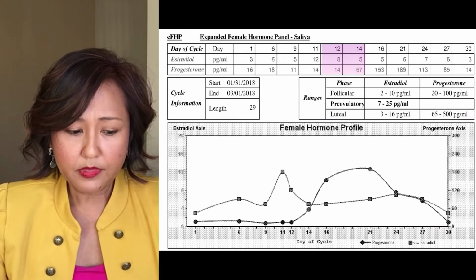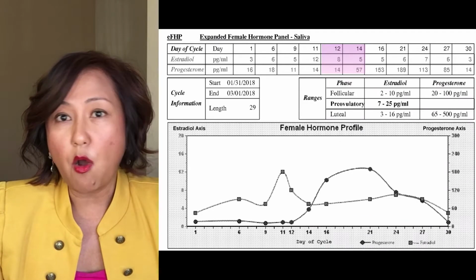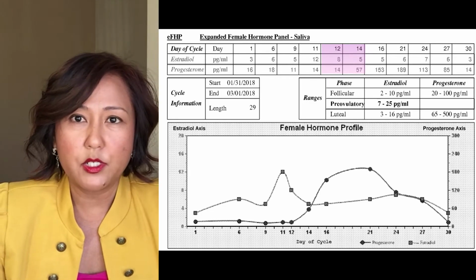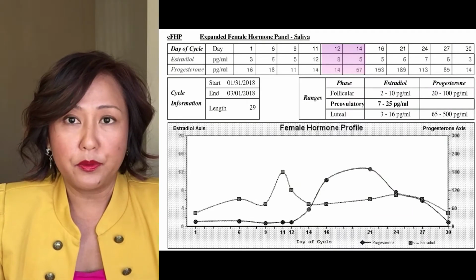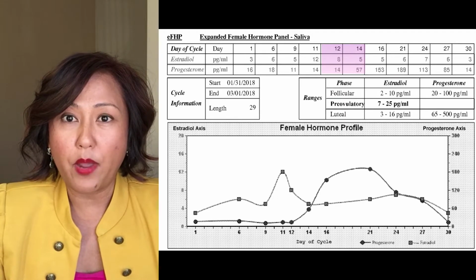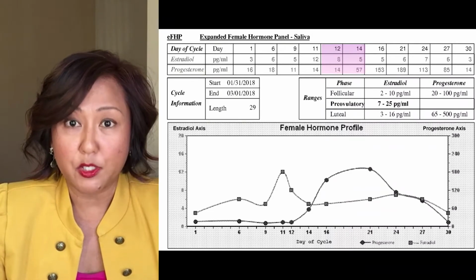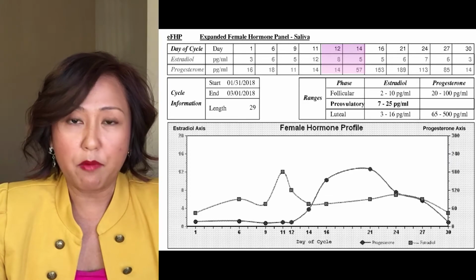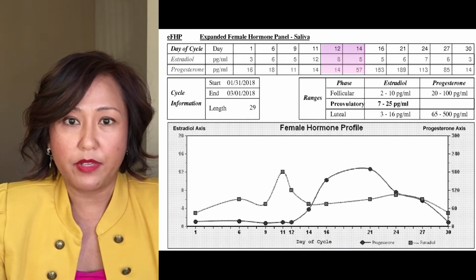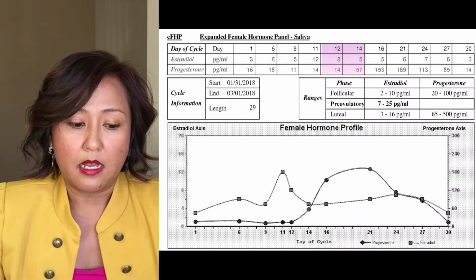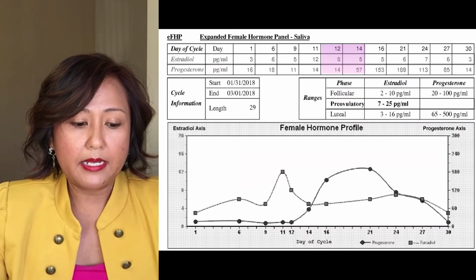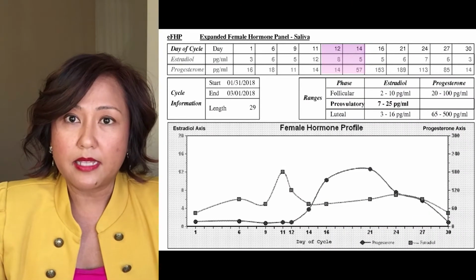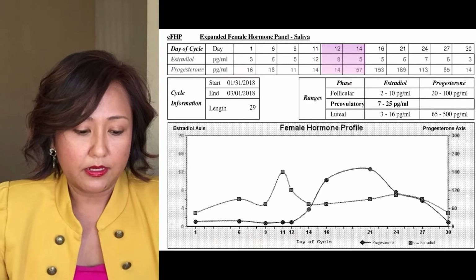So, for example, some women will say, I don't know when I ovulate, so I don't know when I should have sex, that kind of stuff. So by knowing this, you could then plan when you would want to have sexual intercourse. So for her, what would be great is if she would have intercourse at day 12, perhaps 13, up to day 15. And so forth.